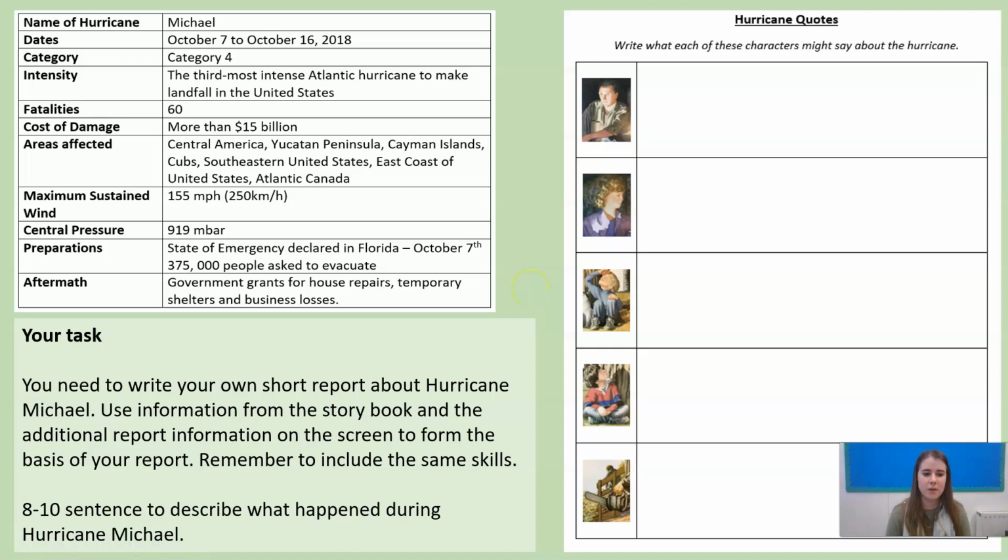So you need to now have a go at writing your own report. So use the information from the storybook as well, and use the information from this report here about Hurricane Michael, okay? Now, you can use that additional information and remember to include the same skills. So you can have a look at mine as a model example. Roughly about 8 to 10 sentences. My example there was only 11 sentences long, but it was an entire paragraph. I managed to include all of those skills. If it helps you, go through and colour code and underline where you've used your skills in your paragraph as well. But go back and have a look at my example first to help you.